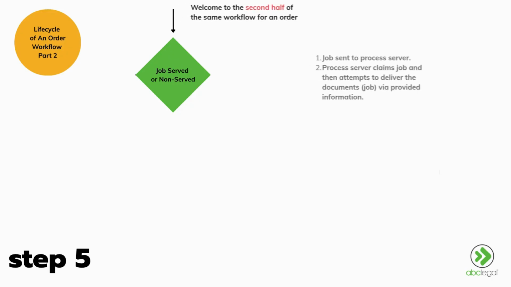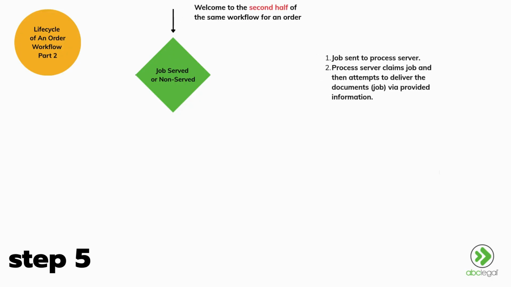Nicely done. You've completed part 1. Now let's get started on part 2. In part 1, we left off with the job having been dispatched for service, which means the job was sent to a process server working with ABC Legal. In Step 5, the process server claims the job and attempts to deliver the documents with the provided information.